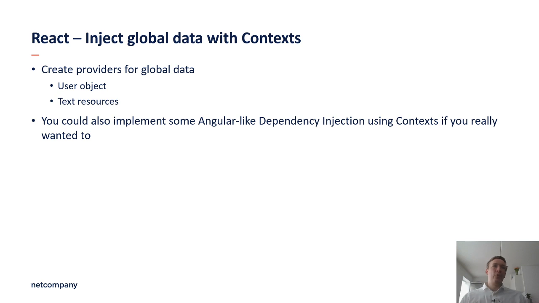So you create providers for global data like a user object. The user object is the same everywhere, or a text resource file, for example. And of course, you can implement some Angular-like dependency injection using context if you really, really wanted to. And of course, you can also achieve this with Redux.